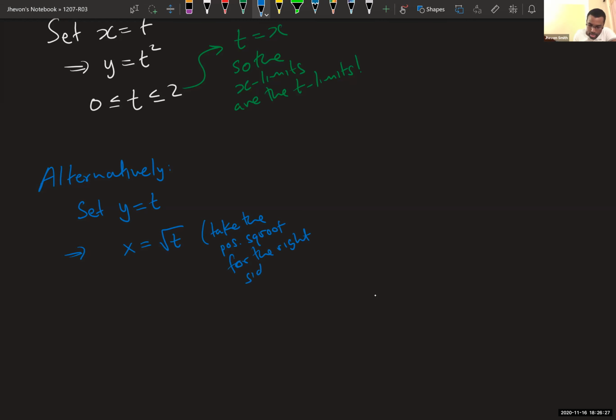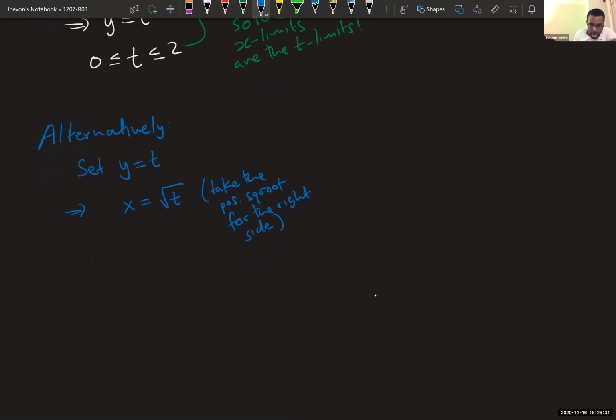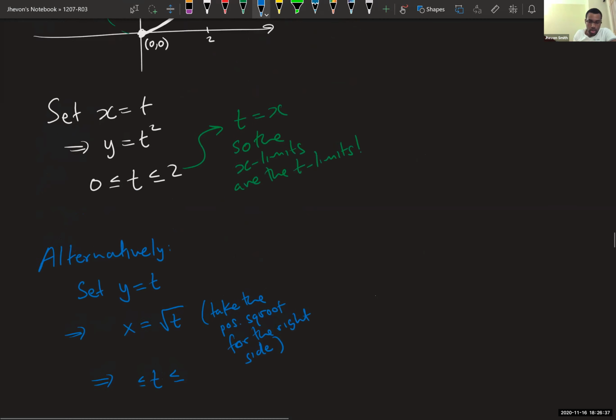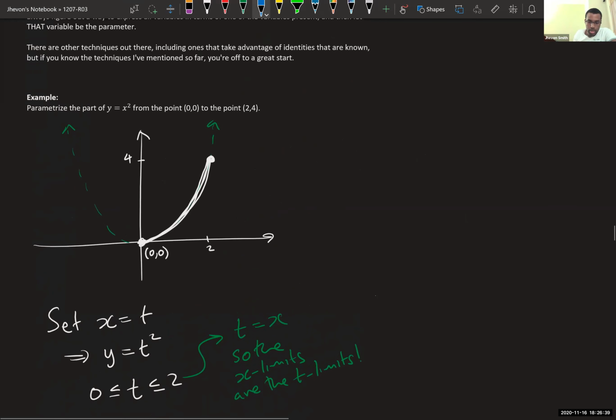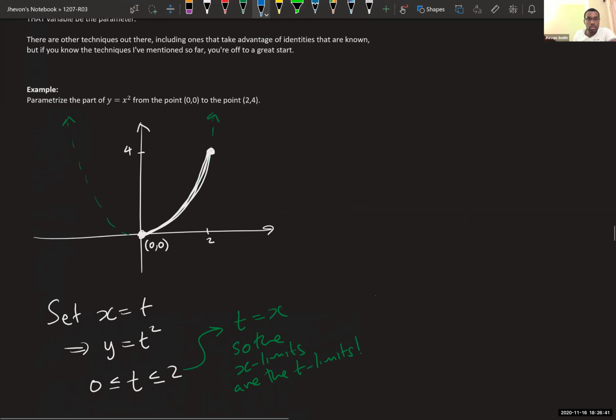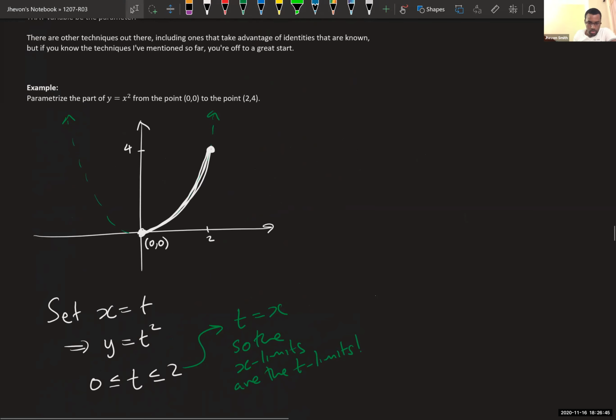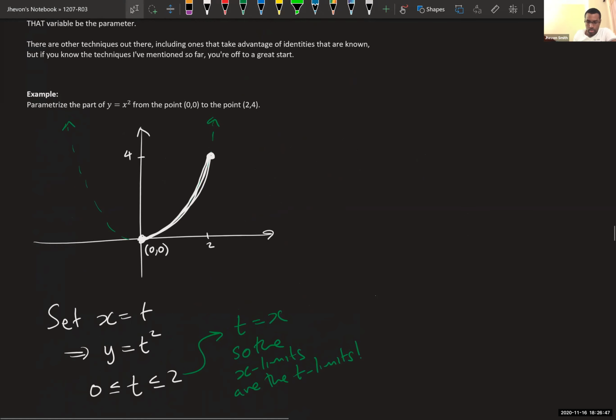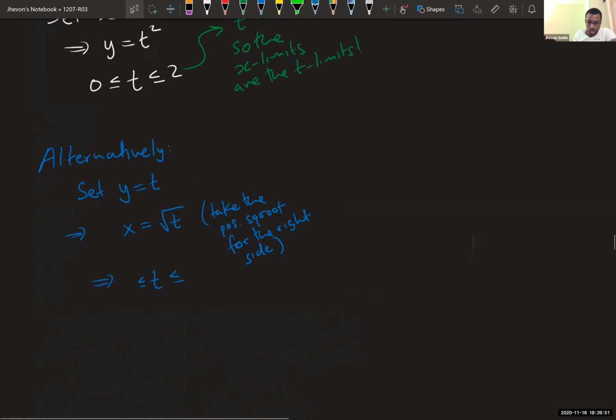For the right side. And then I would just set t. Now my t is following the y values. So what would my t be for this parameterization? 0 to 4.